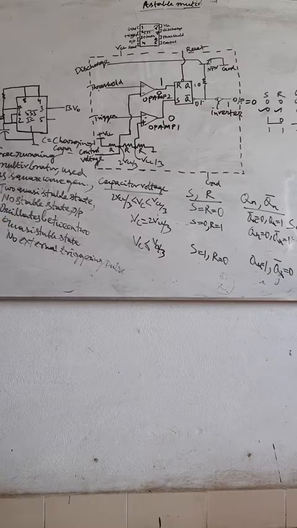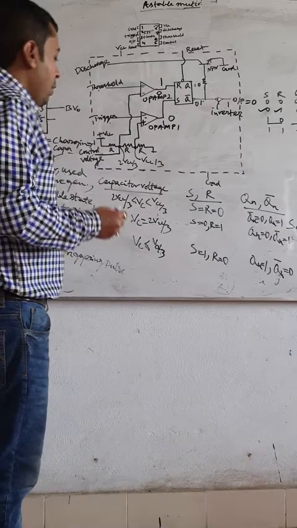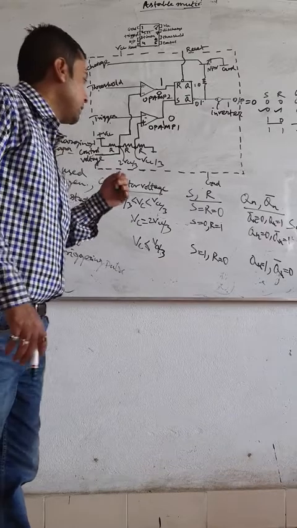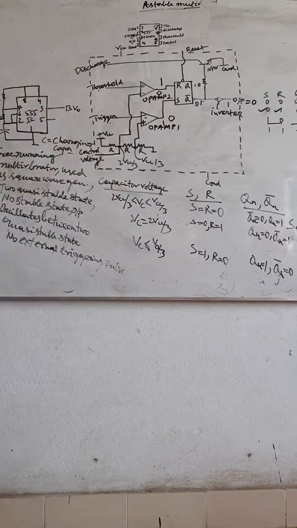So see, one by one we will see how the astable multivibrator operates. First we have to charge the capacitor. How does the charging happen in the astable multivibrator? How will we charge the capacitor?